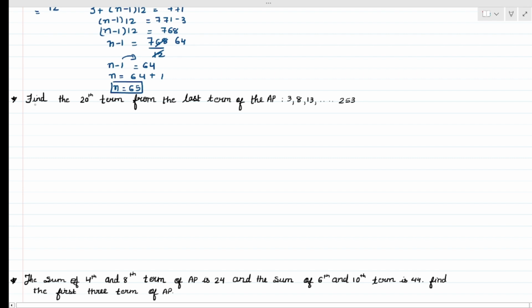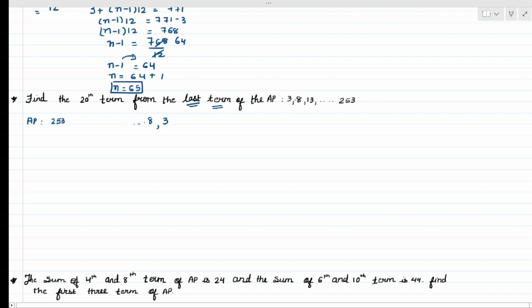from the rest of the sums mentioned above. Find the 20th term from the last term. What is mentioned over here? Last term. Okay. That means whenever you are asked for the last term, what should you do? Reverse your AP. Reversing your AP. That means your AP starts from 3, 8, 13. You will reverse it. That means 253 and the last term will become your 3, 8 and so on.